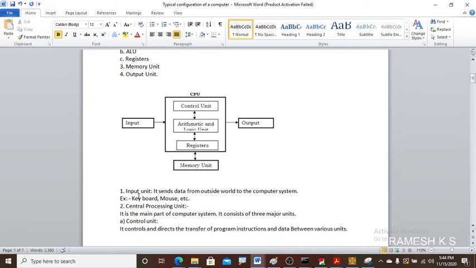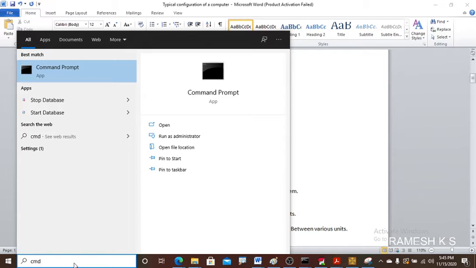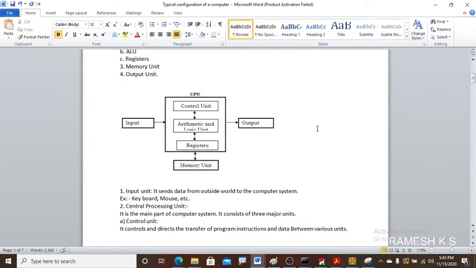Okay, coming down. Input unit: it sends data from the outside world to the computer system. Outside world to computer system means what? Suppose I am writing here CMD, this is the input. Whenever I give the input and press, this window will open. Correct? This is input. So we are interacting with the computer system by giving some value. With the help of which device? Keyboard, mouse. Suppose I am moving the cursor here, it is moving to different places.